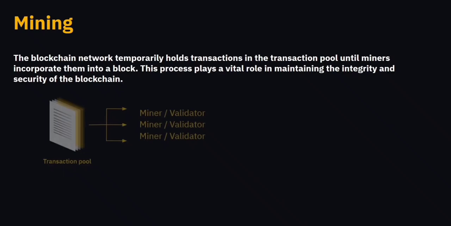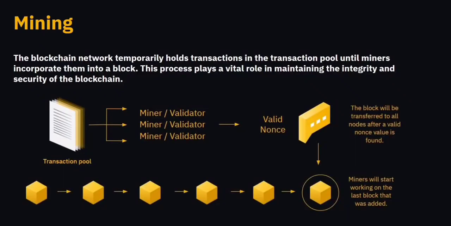So transactions go into a transaction pool for miners to process. Miners diligently work to find the correct nonce value, which is a crucial component in creating a new block. Once a miner discovers a valid nonce value, the newly formed block is sent to all nodes in the network. Only then is it added to the blockchain. Subsequently, miners begin their work on this latest block, striving to solve complex mathematical problems and earn rewards. The collective efforts of miners ensure the continuous growth and the security of the blockchain network.